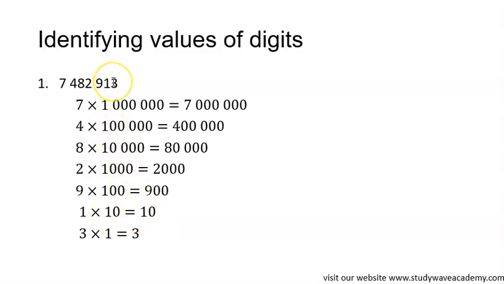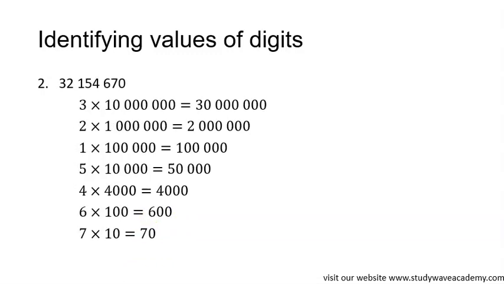And the last digit 3, the digit 3 is in the ones place, so it's 3 times 1, which is going to give you 3. Okay, so when you add these values together, the total value of the number is going to give you 7,482,913. Do you understand? Good. Now let's identify the value of 32,154,670.